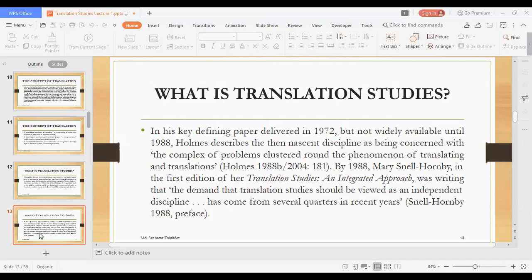And it was very difficult, they are saying. He's saying that there is a complex of problems clustered around the phenomenon of translating and translations. So there are lots of problems in establishing translation studies as a subject. There are lots of challenges right there.